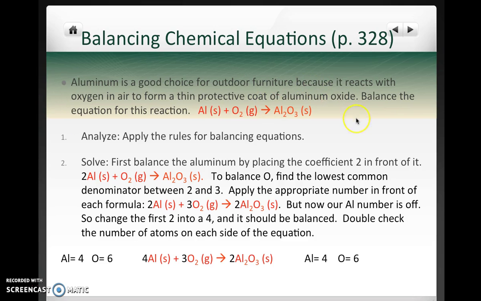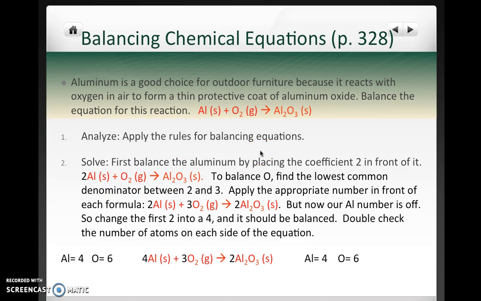Aluminum forms a protective coat around itself, which is basically like a rust, but a good rust for aluminum. And so here's our skeleton equation, which is our first step. Write that down. Our second step is to balance them. So look for our single atoms. Okay, we'll start with aluminum. To get aluminum, we need 2, so you put the 2 here. Now we look at our oxygens.